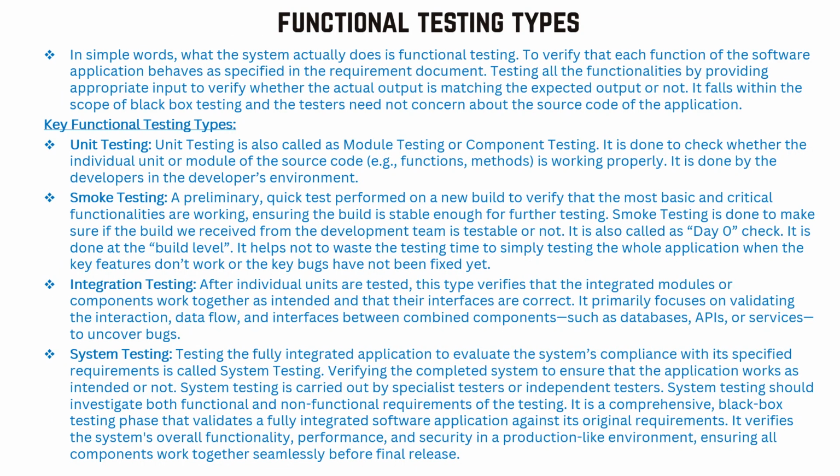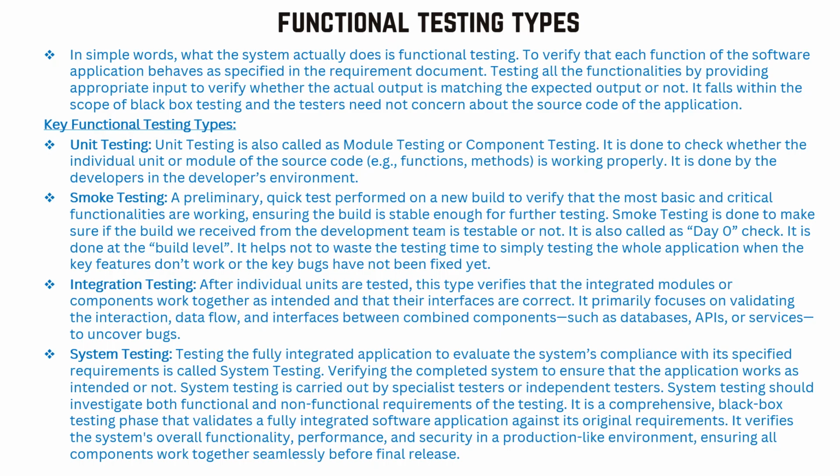Now let's understand functional and non-functional testing types. So what is functional testing? In simple words, what the system actually does is called functional testing. It verifies that each function of the software application behaves as specified in the requirement document. Testing all the functionality by providing appropriate input to verify whether the actual output matches the expected output or not. It falls within the scope of black box testing, and the tester need not be concerned about the source code of the application.